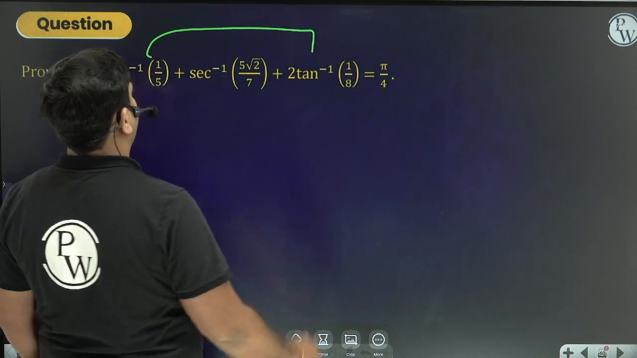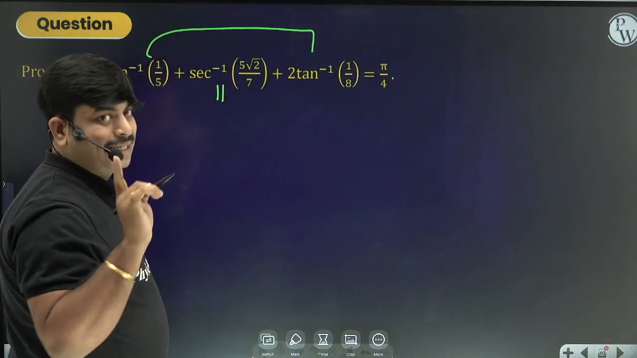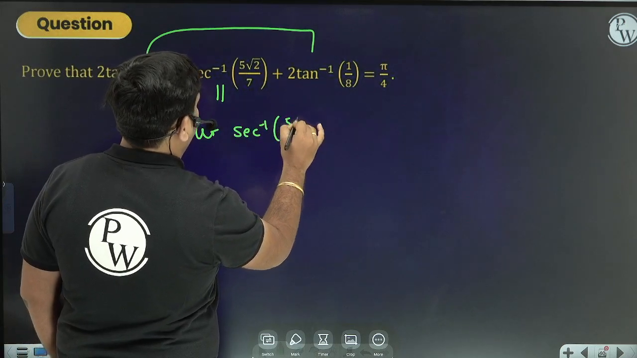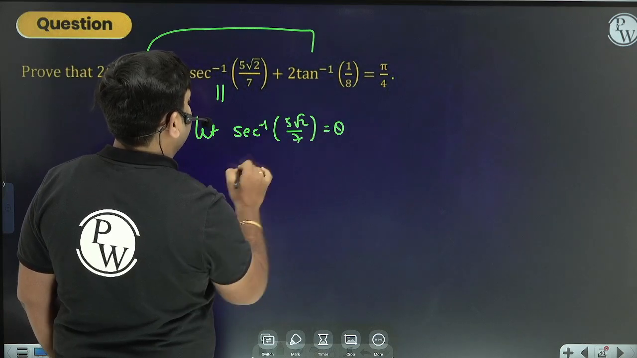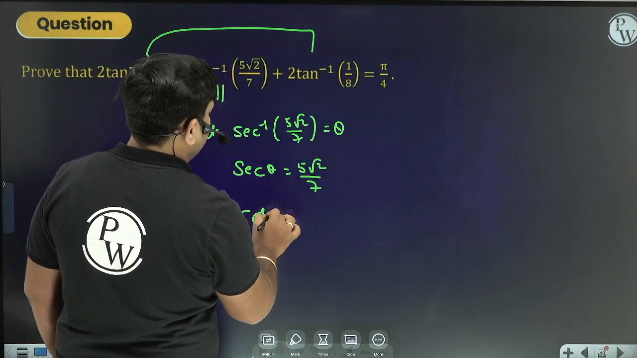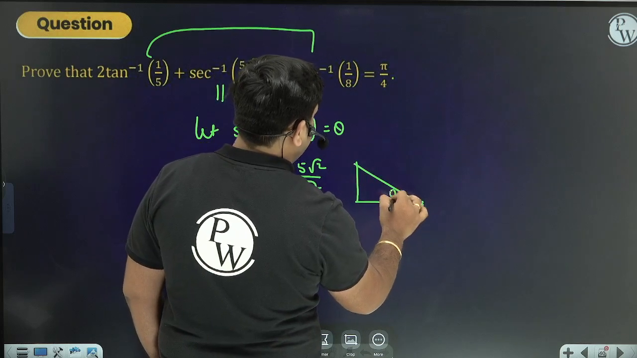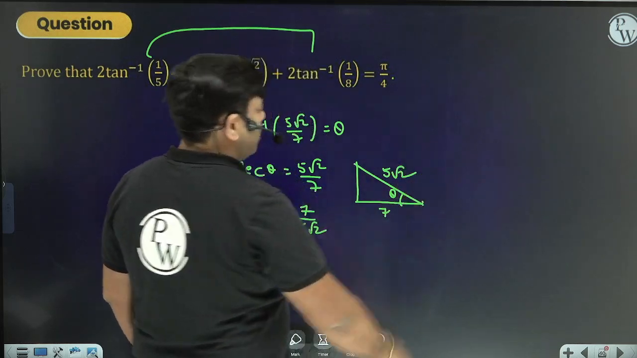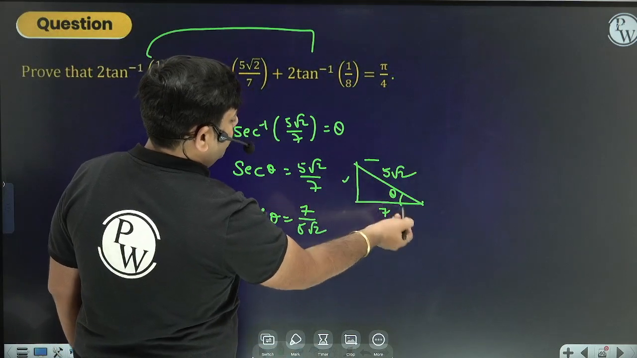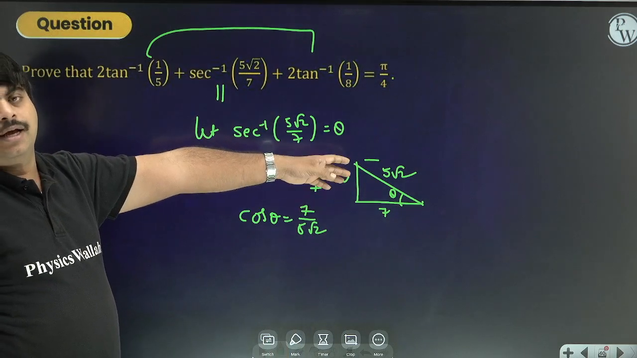So how to convert secant to some other value? See, I'll convert this secant to tan. Let secant inverse of 5 root 2 by 7 be equal to theta. That means secant theta is equal to 5 root 2 by 7. That means cos theta is equal to 7 by 5 root 2. And you know, cos is adjacent side by hypotenuse. From this you can simply use Pythagoras theorem to get the other side. So from there you can find tan theta. So secant inverse can be converted into tan inverse from that Pythagoras application.